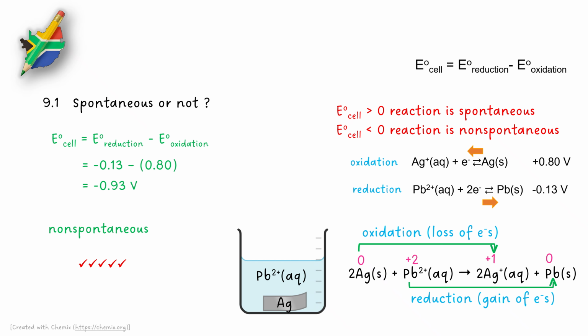The negative sign tells us that the reaction given to us is non-spontaneous. To get the reaction to occur, external energy would need to be used to drive the reaction.